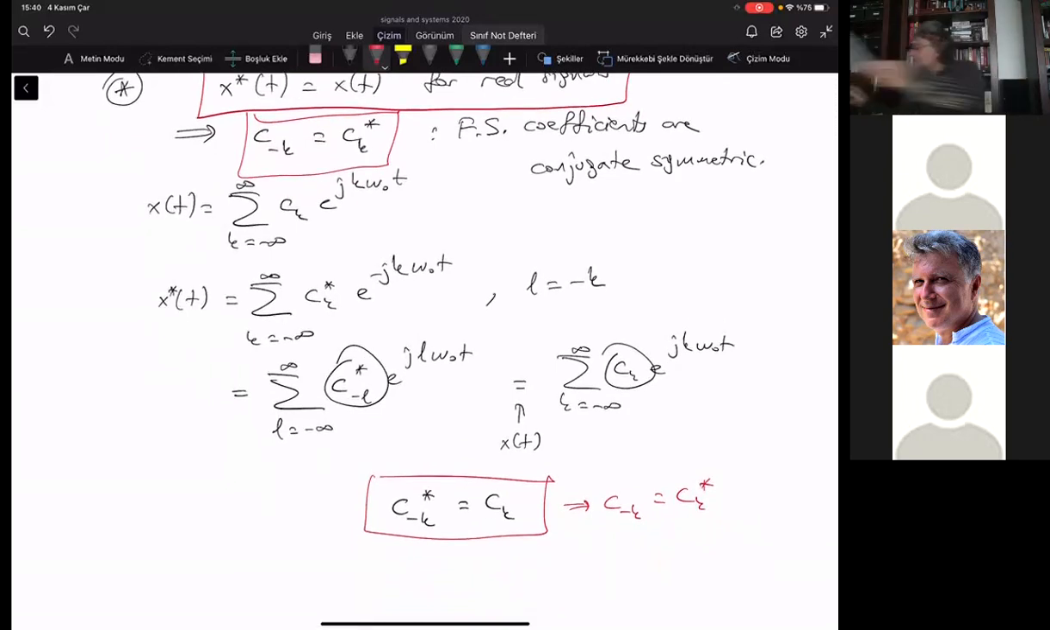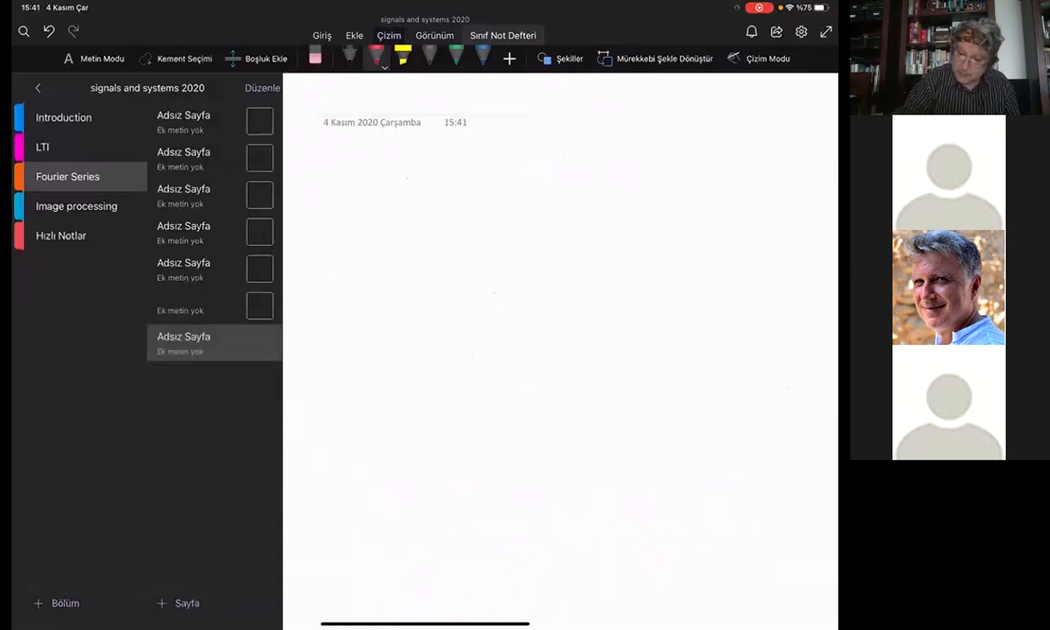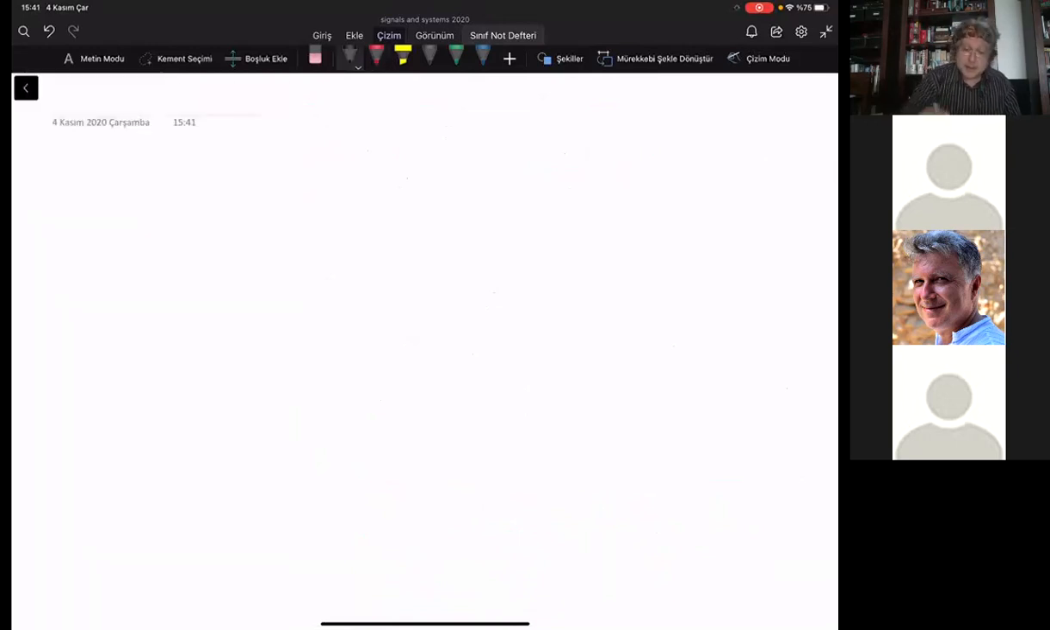Okay, now the last thing that we will see for today, and that's a good starting point, so I have to start a new page, is to derive the formula for ck. That's something critical, and we need to learn how to do that.